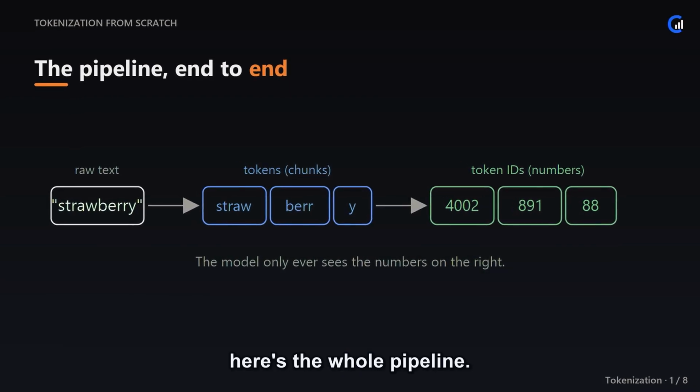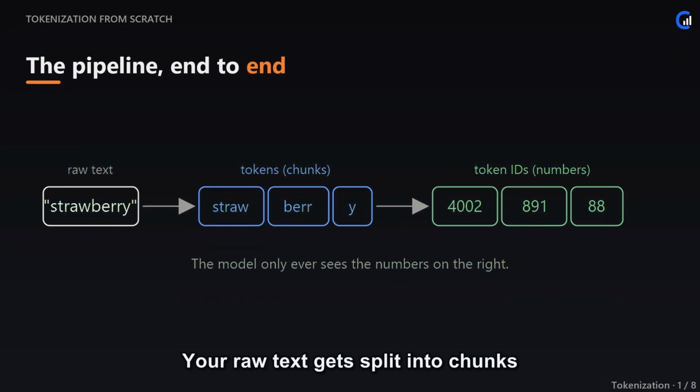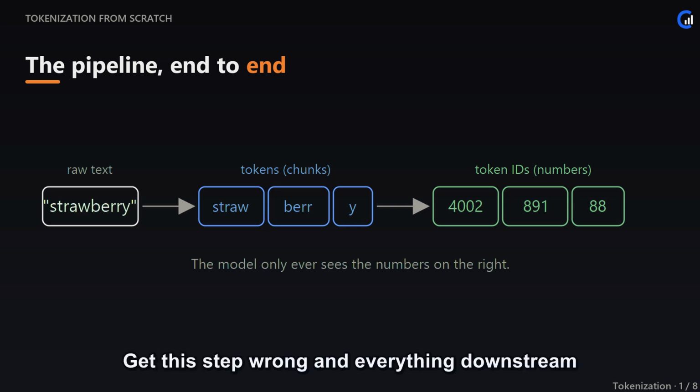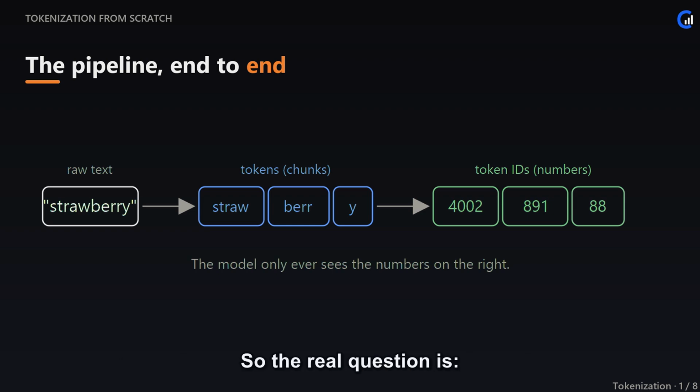Visually, here's the whole pipeline. Your raw text gets split into chunks we call tokens, and each token is looked up to get an integer ID. The model never sees letters or words, it only ever sees that list of numbers on the right. Get this step wrong and everything downstream suffers. So the real question is, what should a token be?